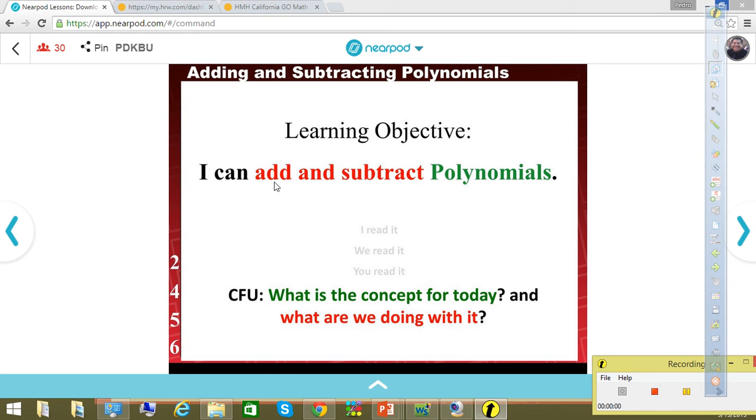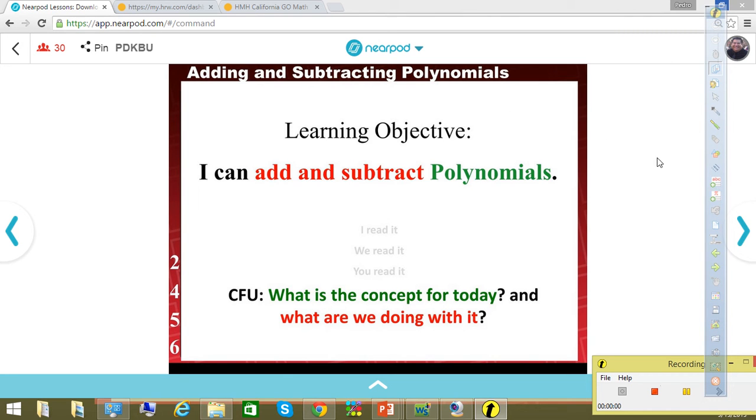Our objective for today: I can add and subtract polynomials. Read together. 1, 2, 3. I can add and subtract polynomials. So if you notice, we're still on the same concept, polynomials, and they're not going to go away from this point forward. Like I said, this is going to be here all year, next year, and the following year, and the following year. So you need to get used to these, okay?